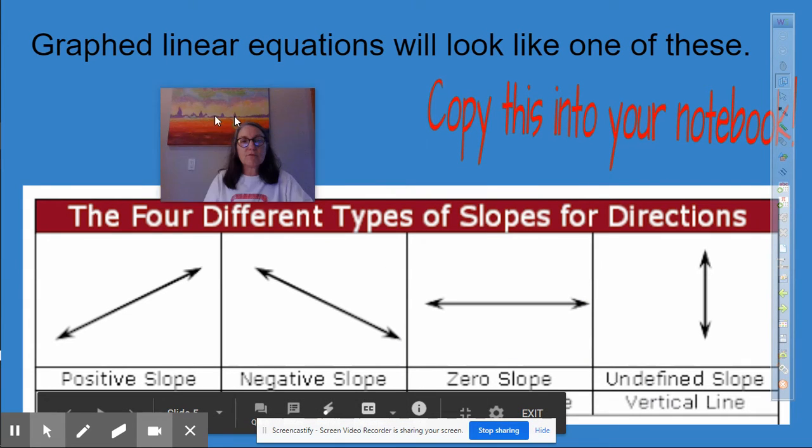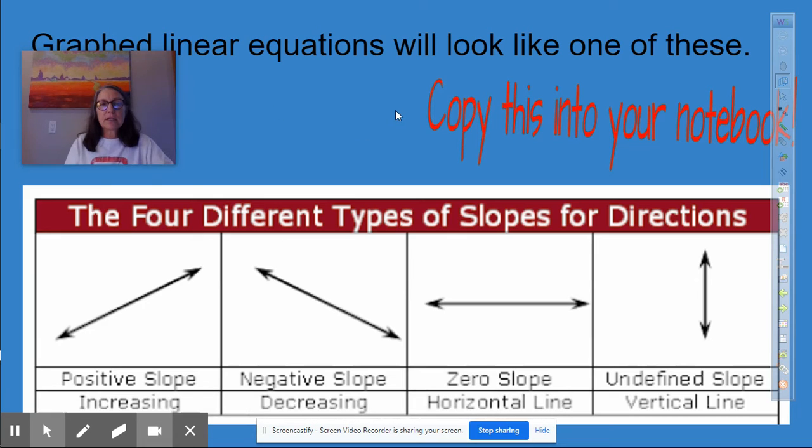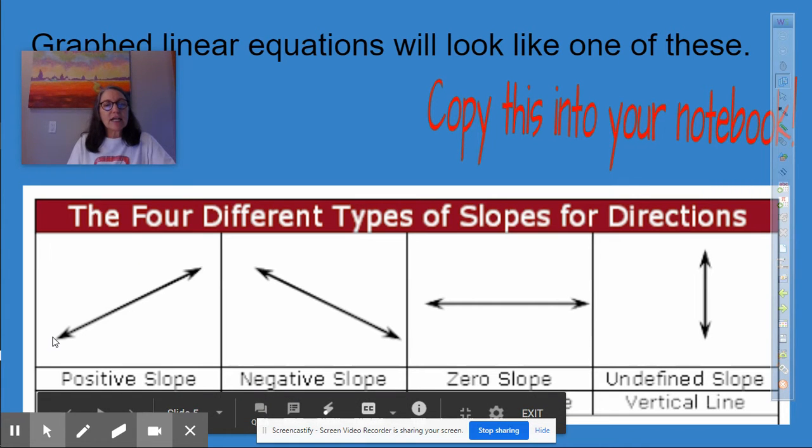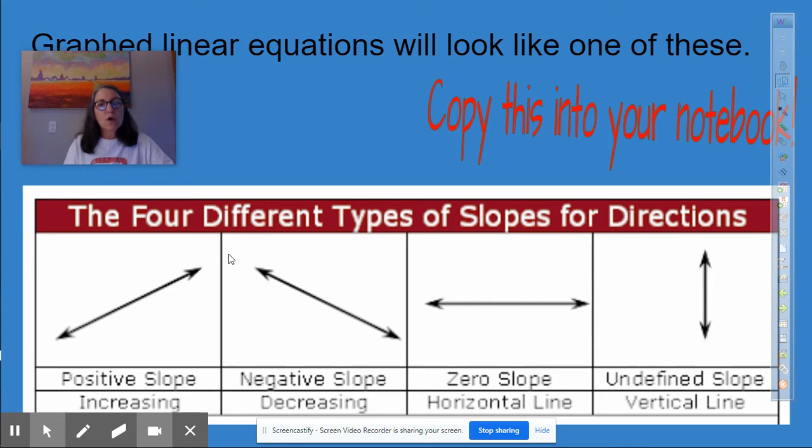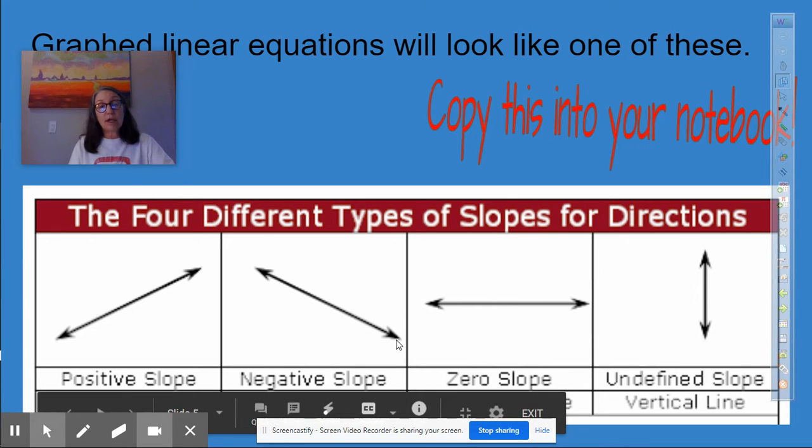Now look at this. Let me move my picture here a minute. These are the 4 different kinds of lines that we're going to see, and it's pretty important that you memorize this. Notice I've asked you to copy this in your notebook. Really good idea. Freeze this and copy that down. A line that increases as it goes from left to right is a positive line. One that decreases left to right is negative. A line that has no change as it travels horizontally has a slope of 0.